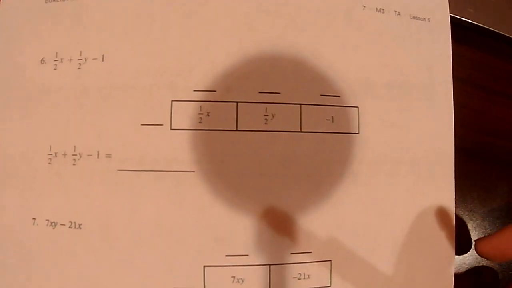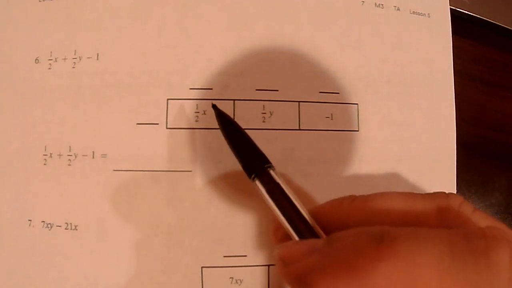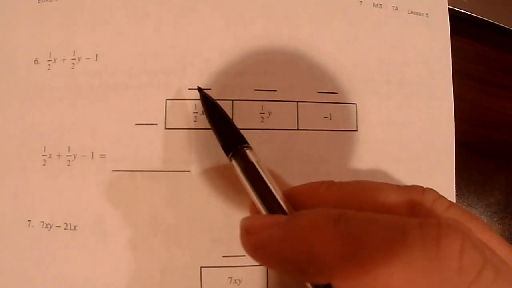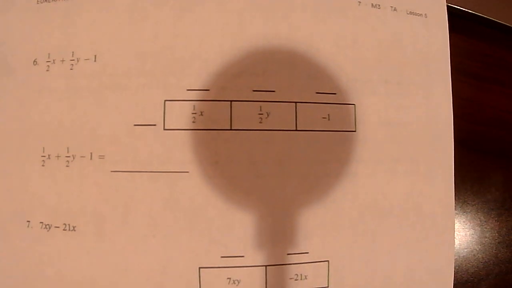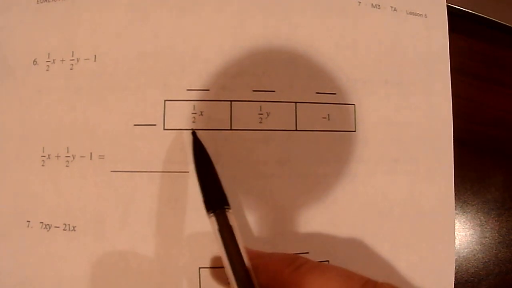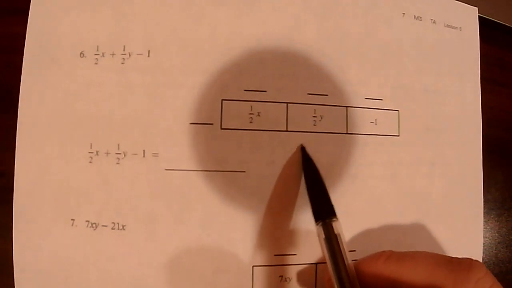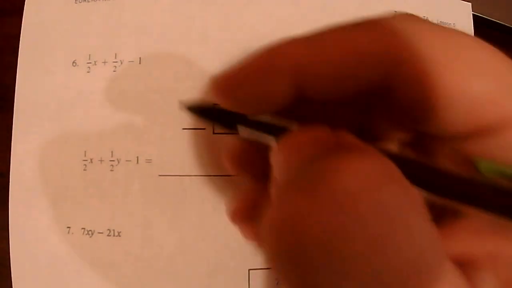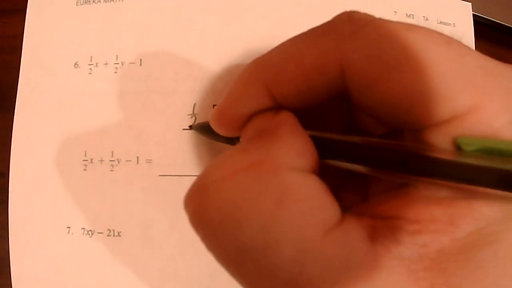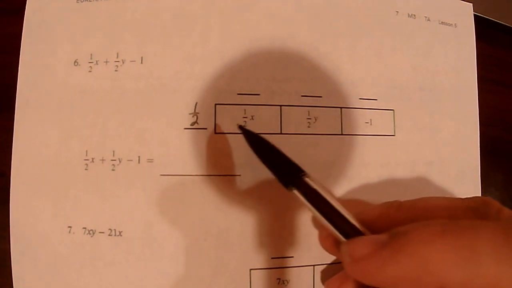Okay, question number 6. When we see fractions, we want to make sure that we don't have any fractions up in these blanks. In this case, I have fractions in both the x and y. Both x and y have coefficients of 1/2. So I'm going to pull 1/2 out of here, because that's the fraction that shows.